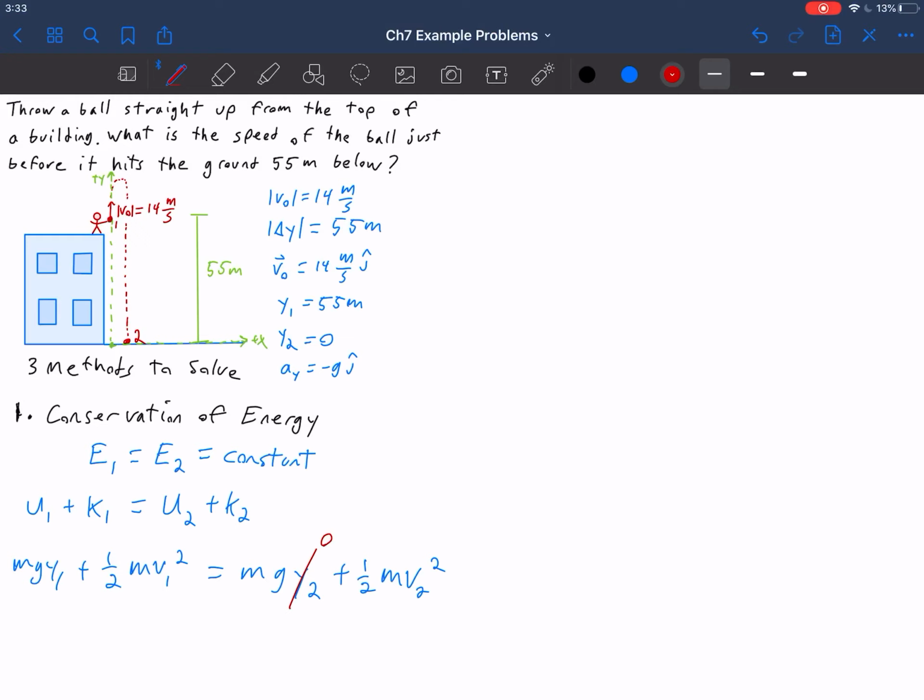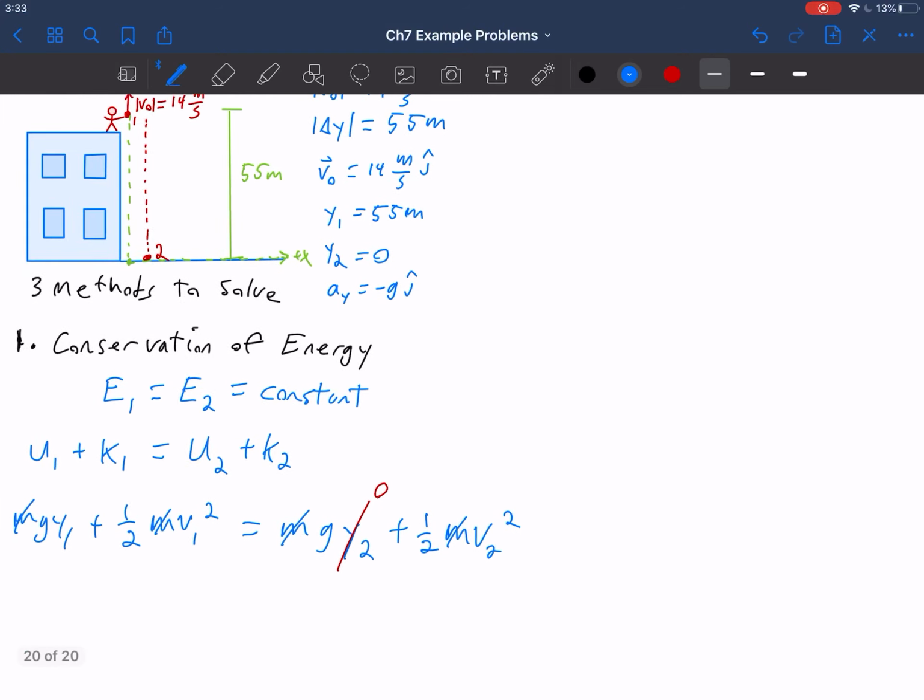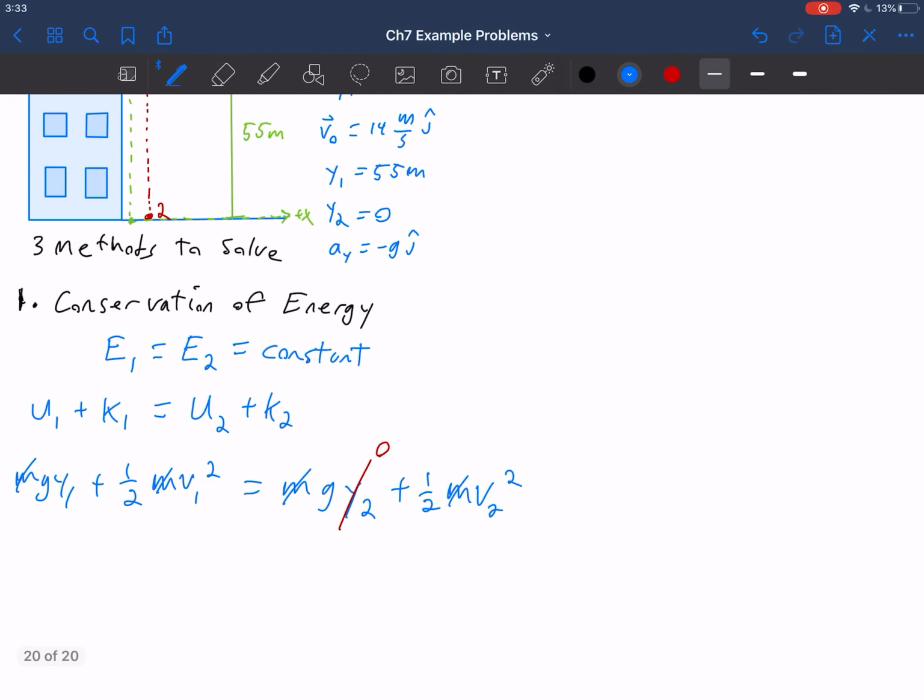I can also note that the problem didn't tell us about mass, but I can now see that mass is just going to cancel out, right? All my mass terms will just divide out. And so it doesn't matter that we don't know the mass of the ball. That's okay. And so our unknown is v2. What is the velocity of the ball when it hits the ground? So I can go ahead at this point and just solve for that, right?